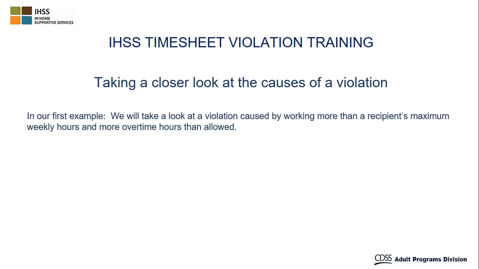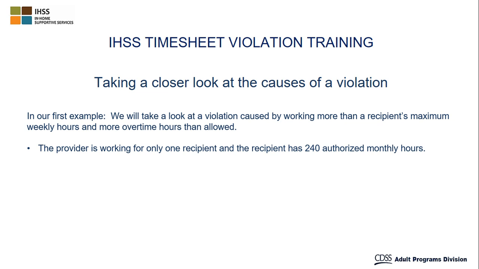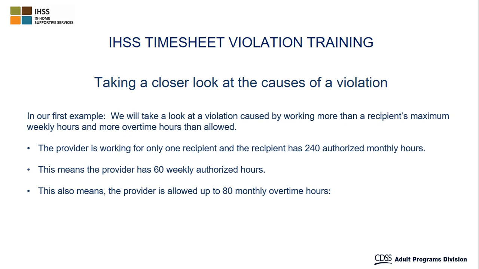In our first example, we will take a look at a violation caused by working more than a recipient's maximum weekly hours and more overtime hours than allowed. The provider is working for only one recipient, and the recipient has 240 authorized monthly hours. This means the provider has 60 weekly authorized hours. This also means the provider is allowed up to 80 monthly overtime hours. 240 minus 160 equals 80. Let's take a look at the Part A timesheet for the month.